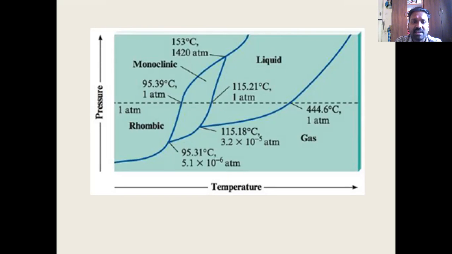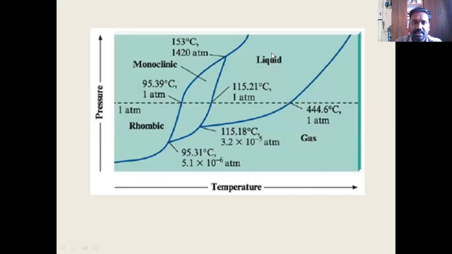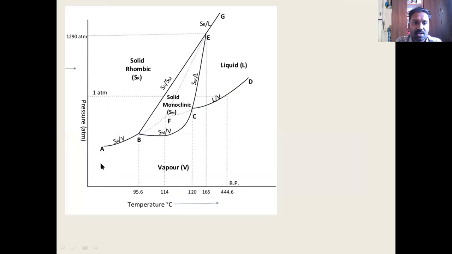Which are the phases in equilibrium? One is rhombic, monoclinic, and sulfur vapor. This is one triple point. In fact, these triple points are shown as dots in this diagram. Anyway, one triple point, second triple point, third triple point. B is a triple point here, C is a triple point here, E is a triple point here.